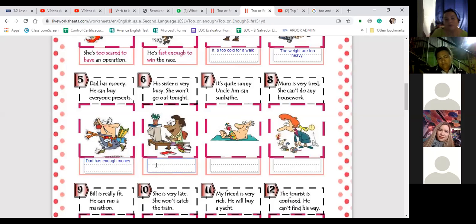Very good. His sister is very busy. She won't go out tonight. His sister is too busy. Okay, she won't go out tonight. It's quite sunny. Uncle Jim can sunbathe. Sunny enough that Uncle Jim can sunbathe. Sunbathe is like tomar el sol. Mom is very tired. She can't do any housework. Mom is too tired. Very good.